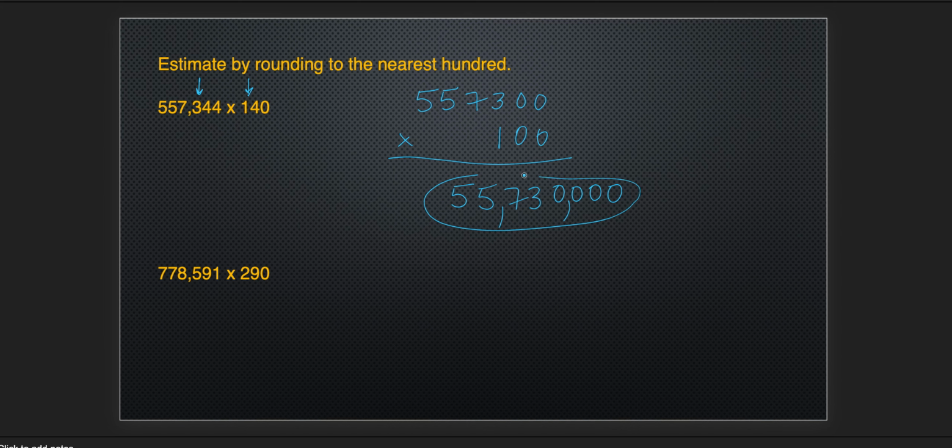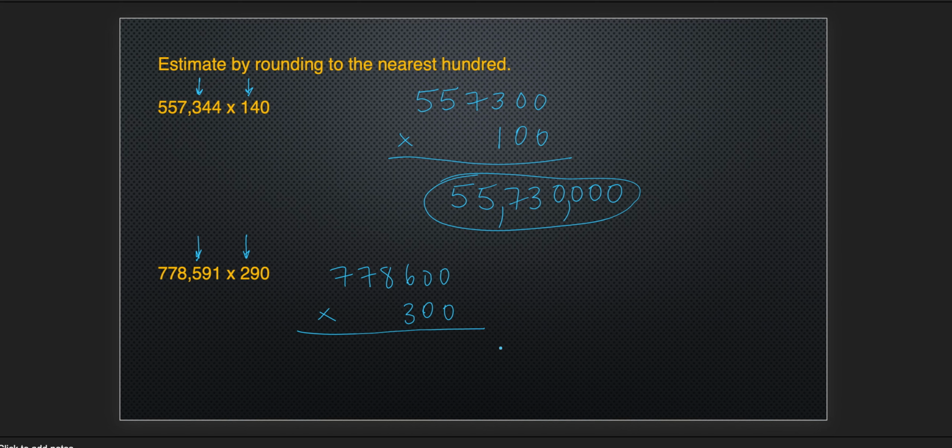55 million. And so now we need to round this up to the nearest hundred, which is this number right here, and this up to this number right here. So 778,591, so this needs to go up to a 6. So we'll have 778,600. And then 2 needs to be rounded up because of this 9. So that's 300.